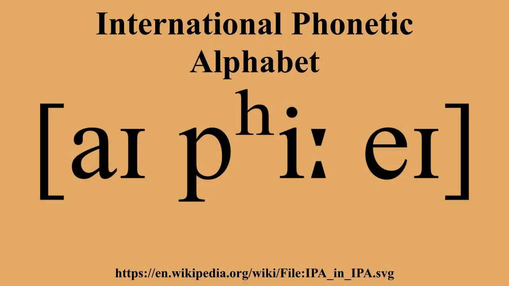IPA. History. In 1886, a group of French and British language teachers, led by the French linguist Paul Passy, formed what would come to be known from 1897 onwards as the International Phonetic Association. Their original alphabet was based on a spelling reform for English known as the Romic alphabet, but in order to make it usable for other languages, the values of the symbols were allowed to vary from language to language.